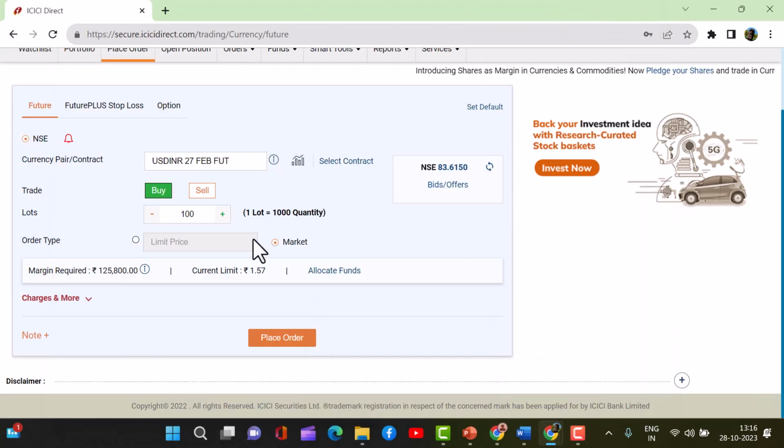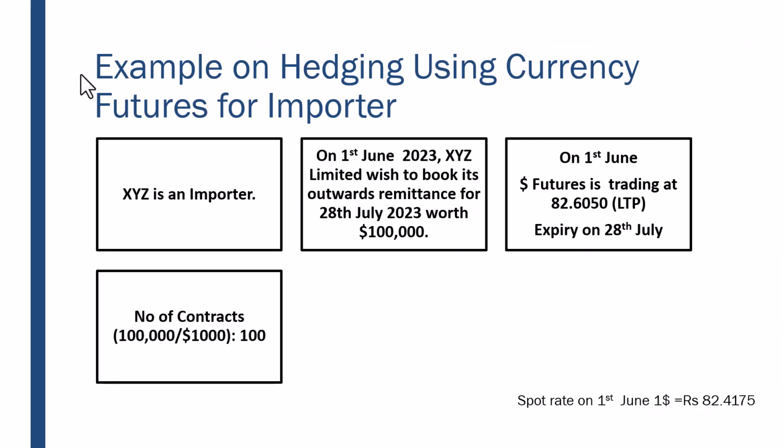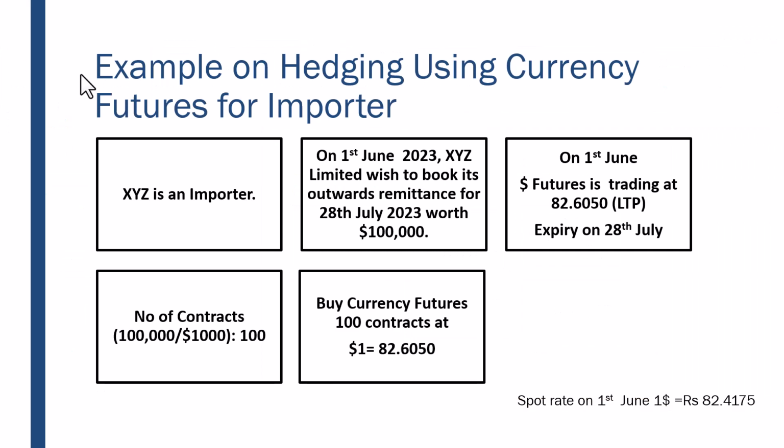So now, this is basically the window through which you can go for placing the orders. So here I am an importer. Okay, I am an importer. So what I am going to do, I am going to buy futures. Fine, am I bullish or bearish on dollar? What position do I have? Bullish or bearish? Bullish. I am bullish on dollar.